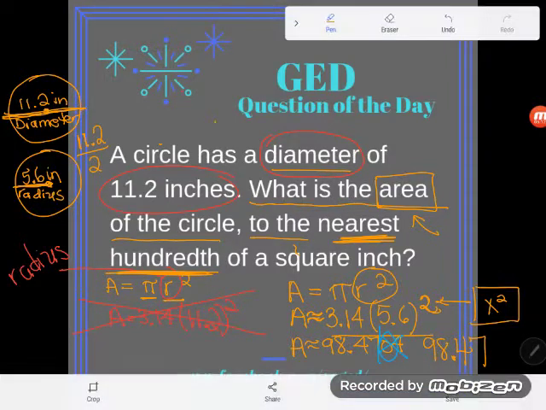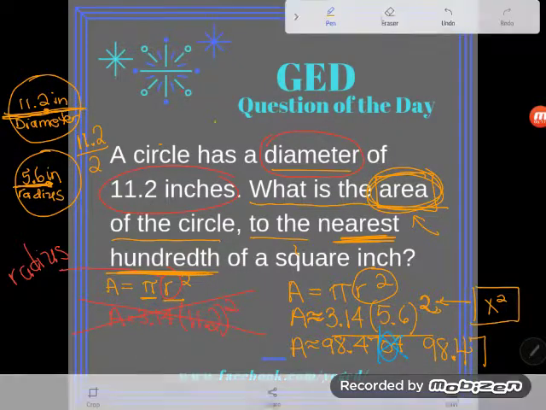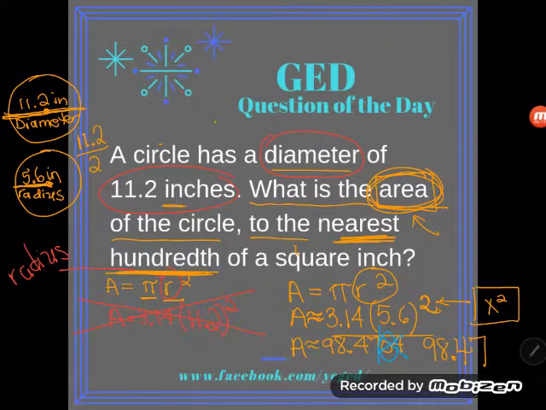98.47 what? Well, remember we said that area, we're finding area here, is always measured in square units. So if my diameter was in inches, my area will be in square inches.